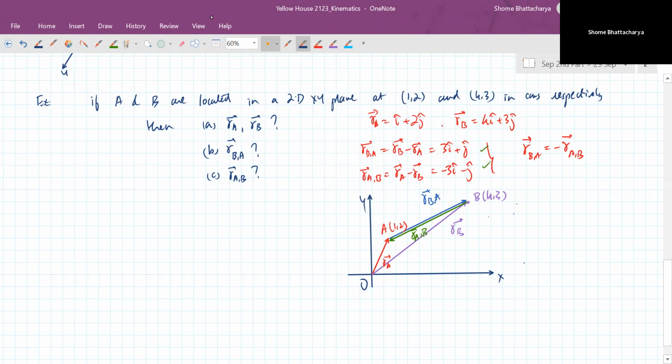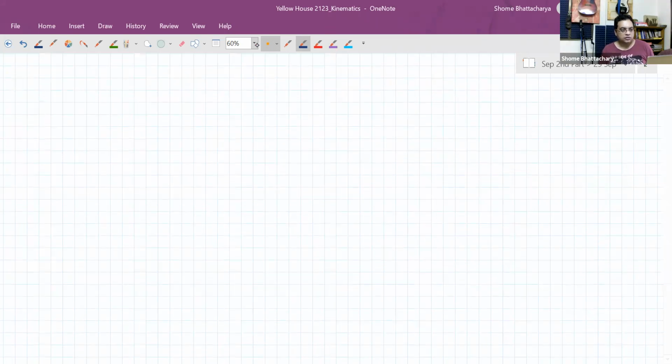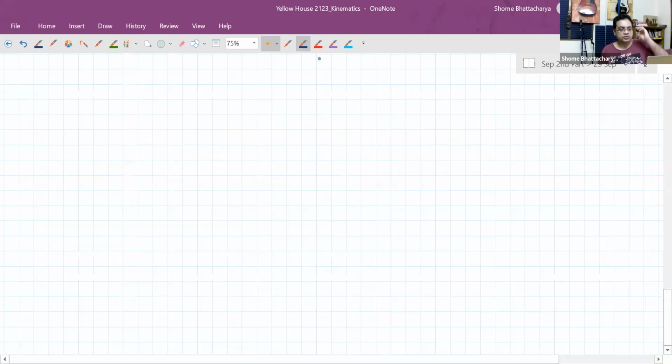Okay, now having understood this, the next thing we will look at, just like in kinematics, the sequence of parameters was that after position we learned about displacement. So here also the second parameter we learn about is relative displacement.